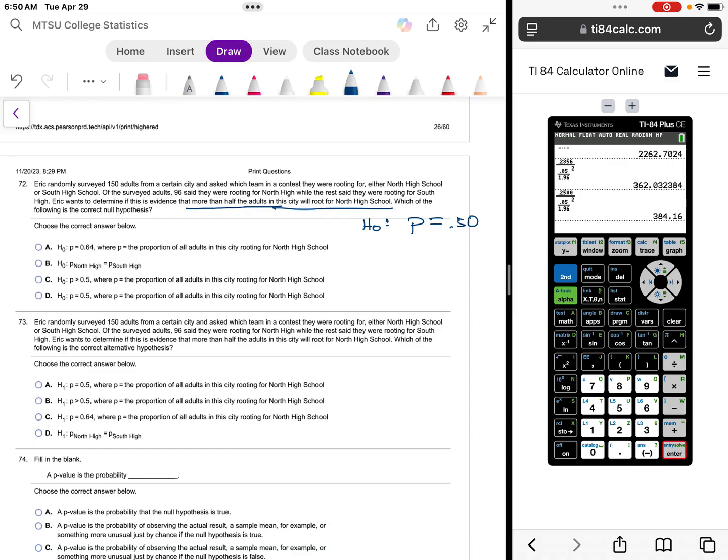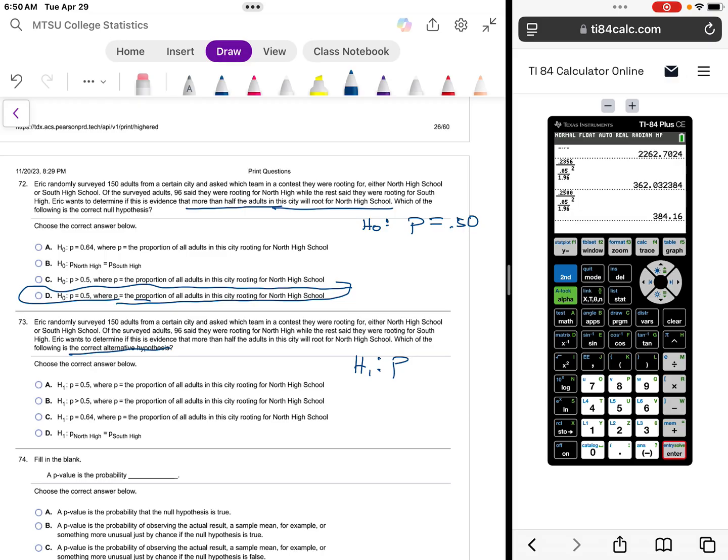And so P equals 50%. That would be our D there. Again, the alternative hypothesis is where we have to do something a little different. All right, here's what 73 wants. 73 wants what the alternative hypothesis for that exact same scenario would be. So I'm looking for H1. Again, still looking for the P.